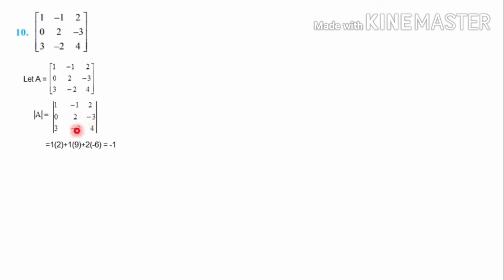2 into 4, 8, minus 3 into 2, 6. 8 minus 6 is 2. So 1 into 2. Next the sign is plus. Actually in the formula there is a minus sign, and along with 1 there is another minus sign. So two minus signs together give us plus.